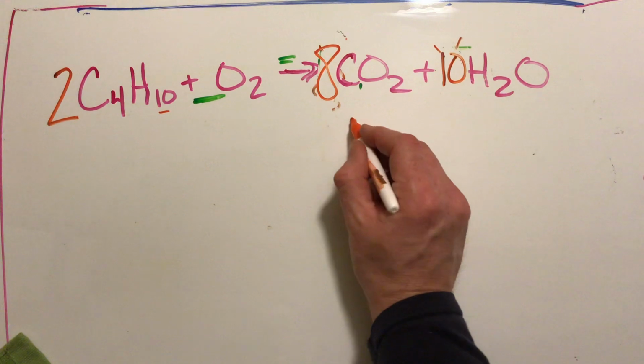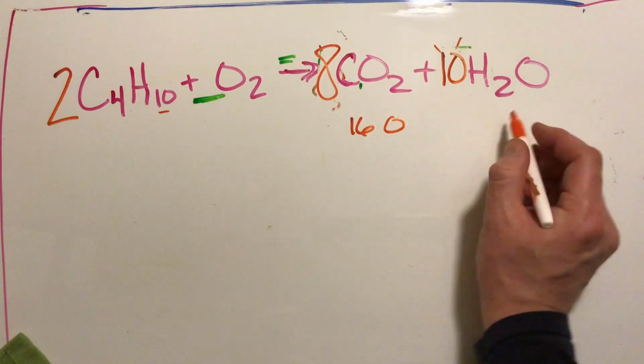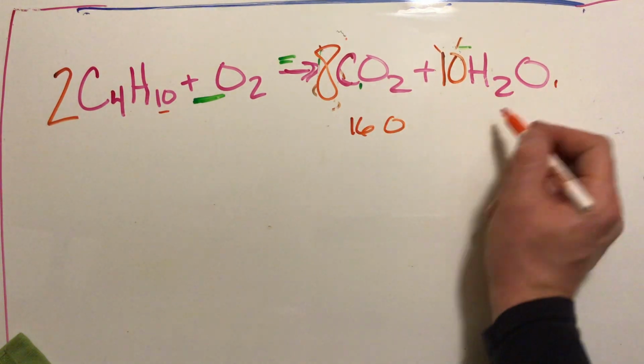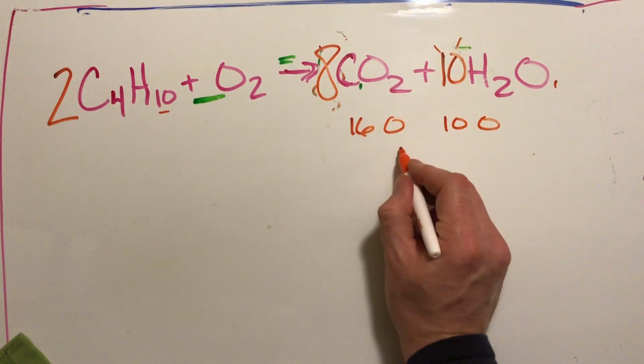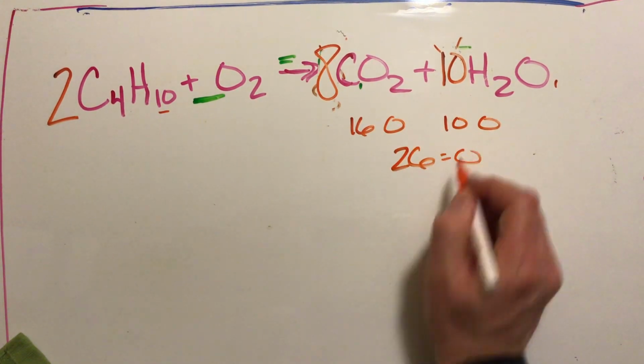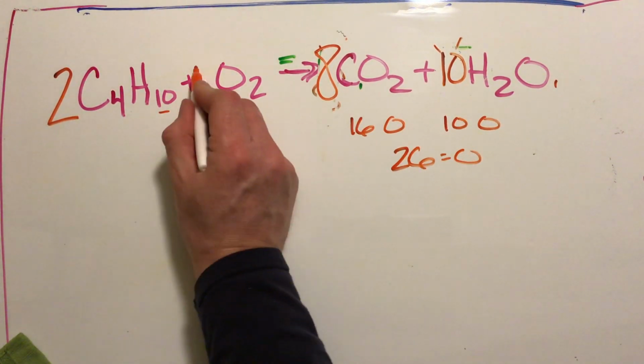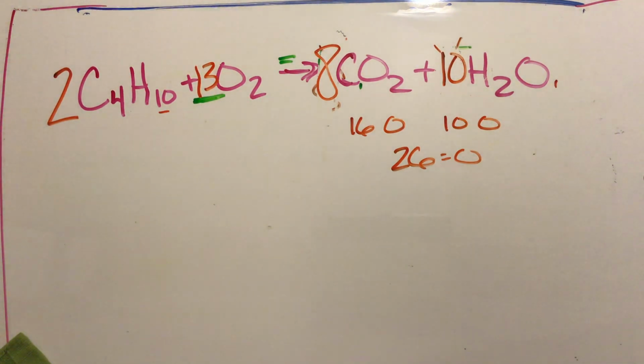So 8 times 2 is 16 oxygens. And then we have 10 times 1, which is 10 oxygens. That makes a total of 26 O's over here. 2 times 13. Seems kind of weird, but that's the way that one works. So now everything is balanced. Combustion reactions will do this to you once in a while.